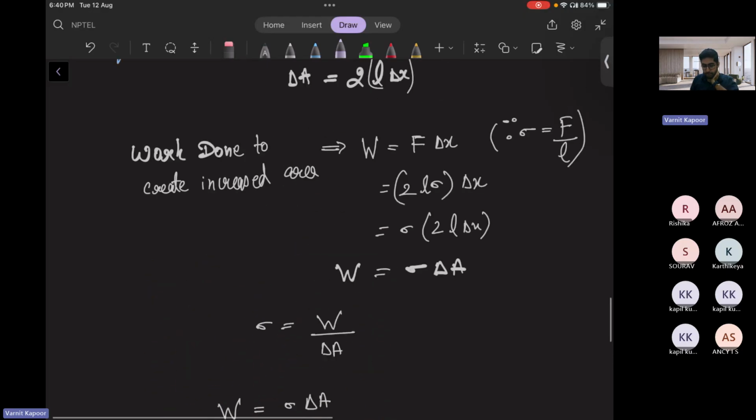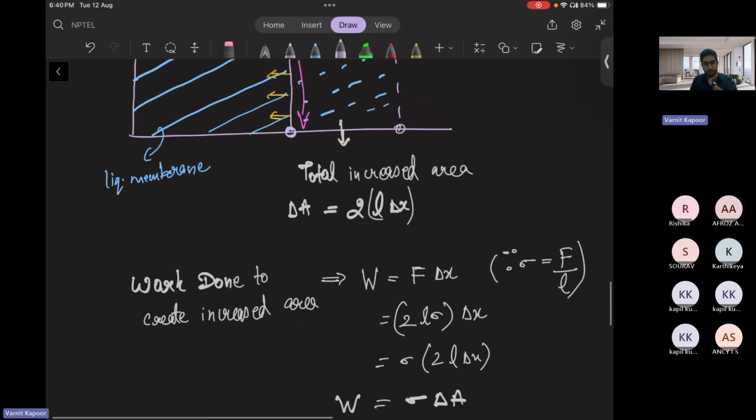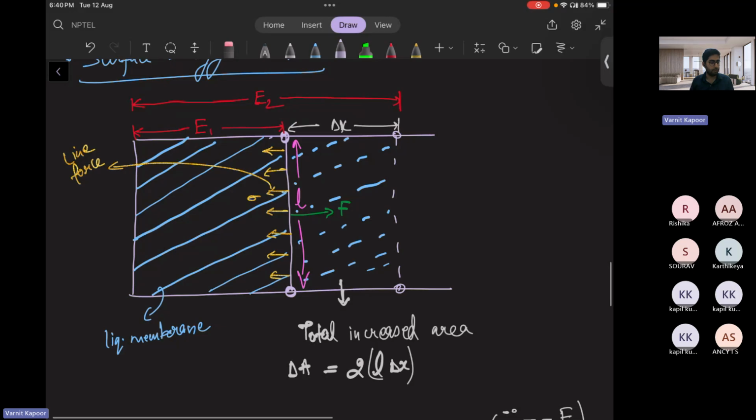Any doubts till here? Understanding this experiment? If you have any doubts, please ask, because this was very important to physically understand. Any doubts? No doubts? Yes or no? No, sir.